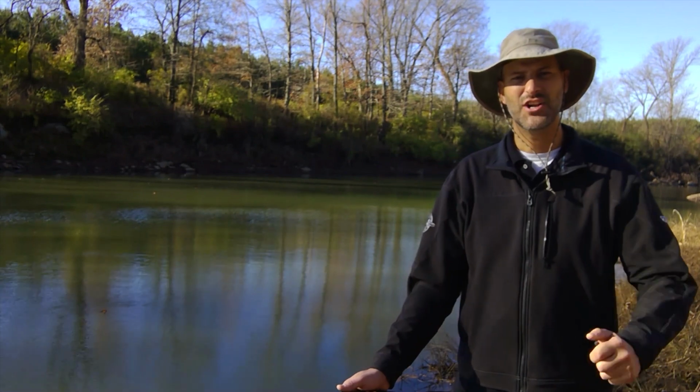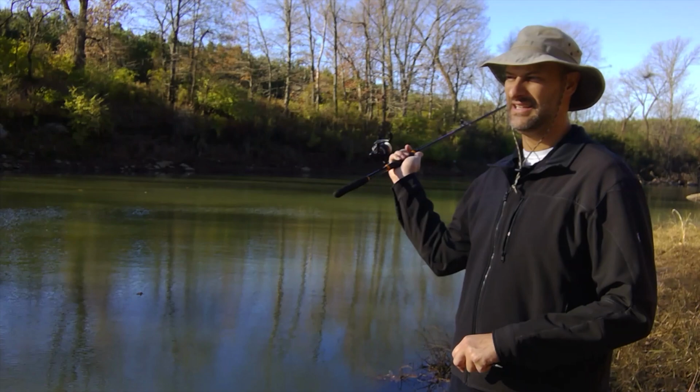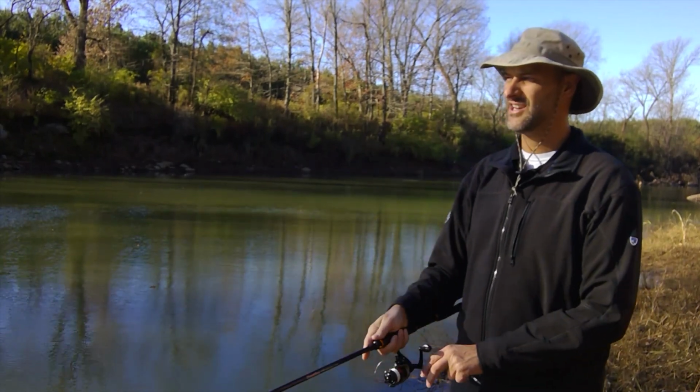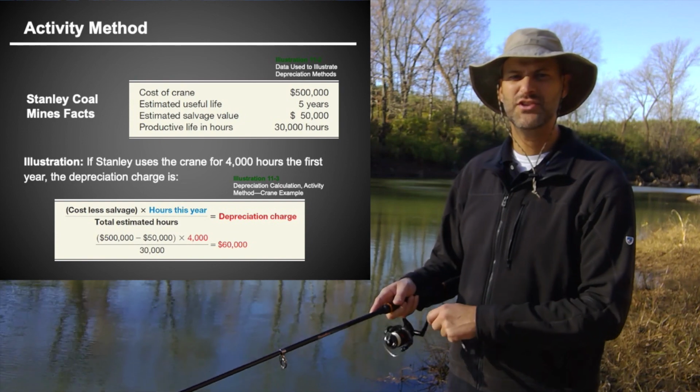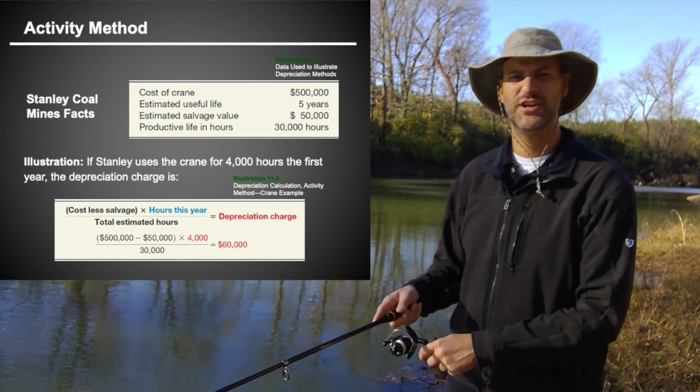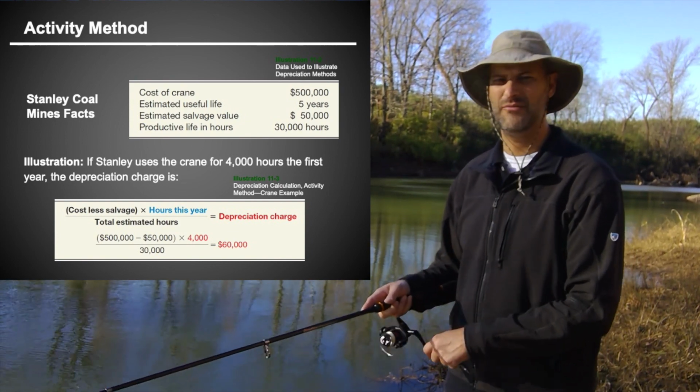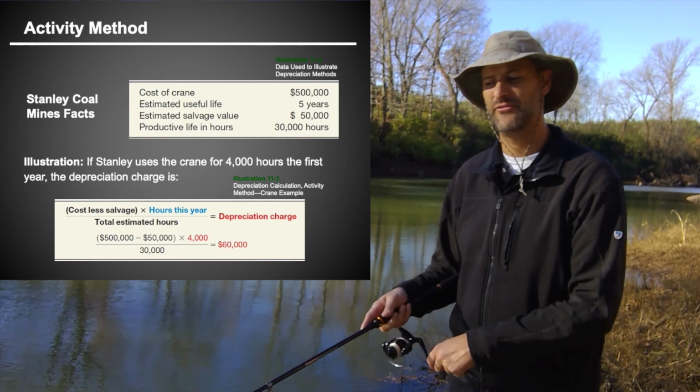So with that, let's launch into some of these. Here's our example. We're going to take Stanley Coal Mines. So Stanley Coal Mines, this is our example. We're moving beyond fishing to coal. We have a crane. We're buying a crane for $500,000. It has an estimated useful life of 5 years, an estimated salvage value of $50,000, and a productive life in hours of 30,000 hours. So if Stanley uses the crane for 4,000 hours in the first year, what is the depreciation charge? So we are going to do the activity method first.